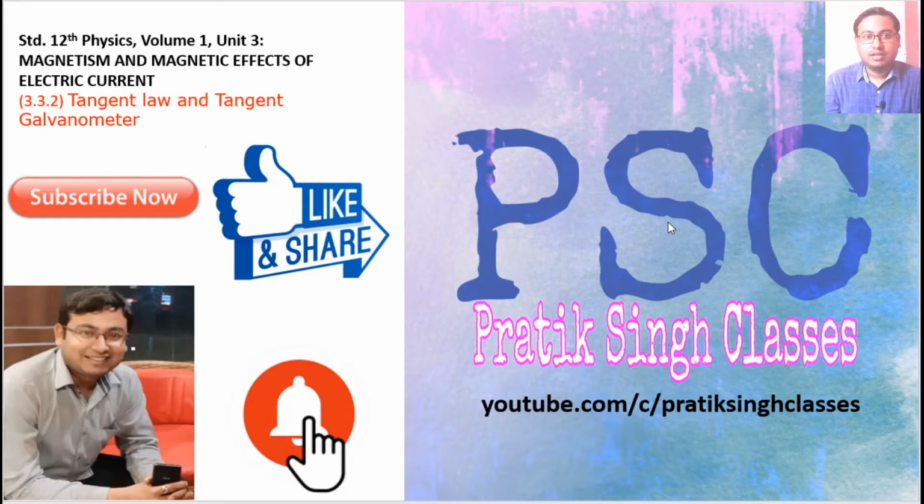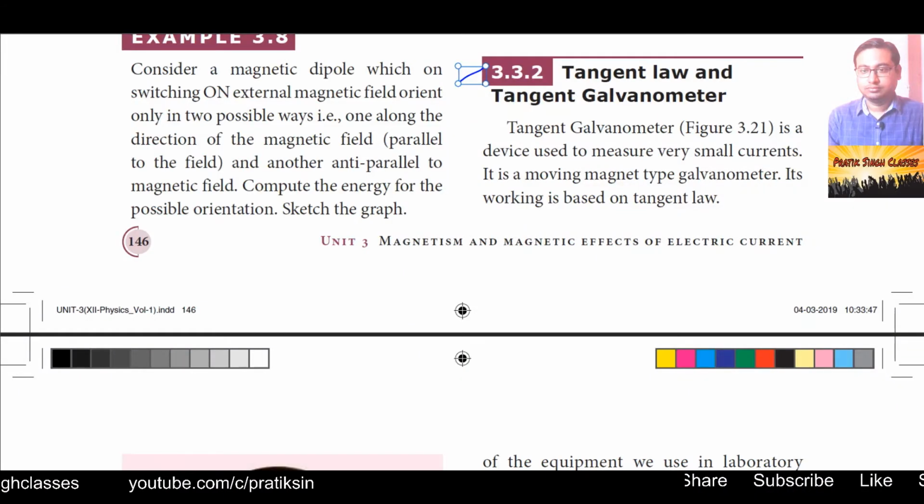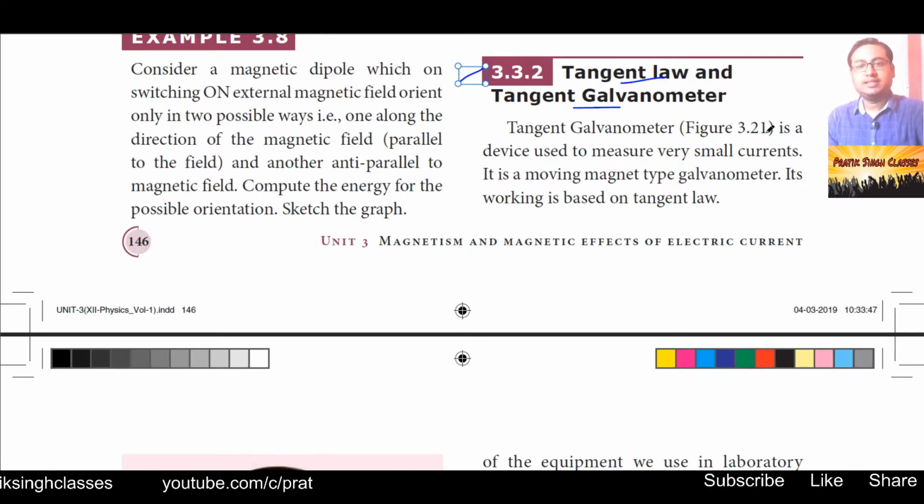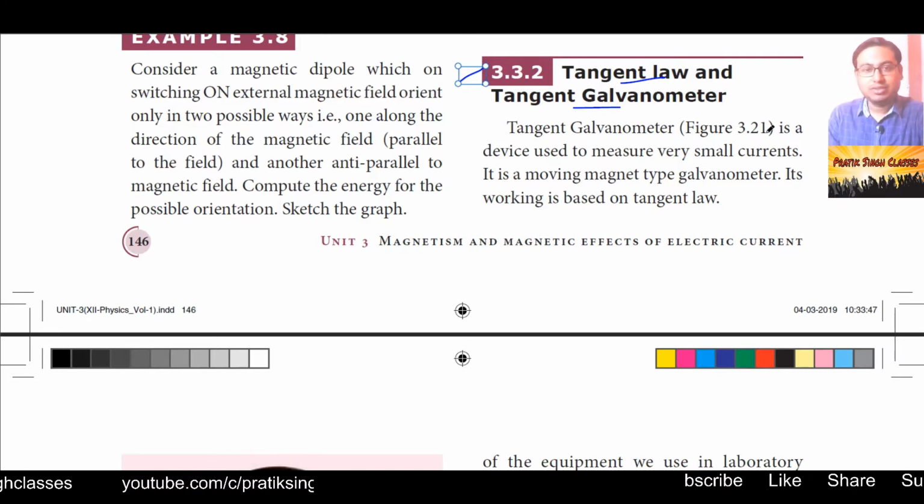So coming to section 3.3.2. Let us start our today's video tutorial. We will start from section 3.3.2, that is tangent law and tangent galvanometer. Till now we have seen up to section 3.3.1. Before I start this video, let me tell you something very important.